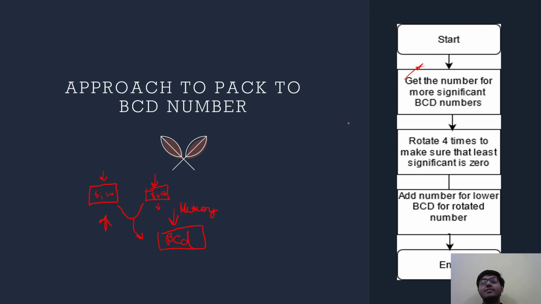We will start the implementation of the program. Then, second, we would first store the most significant BCD number in our accumulator, and rotate it 4 times to make sure that its least significant nibble is 0, and after that we would add our lower BCD number. That's how our program would be implemented. Let's study the code of it.